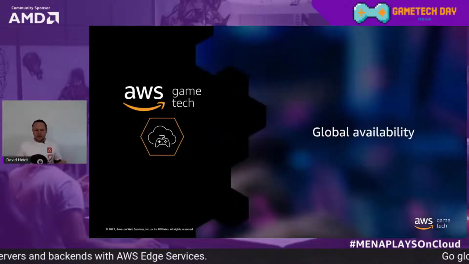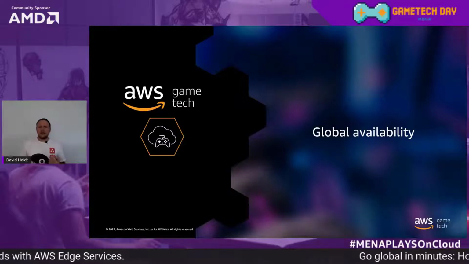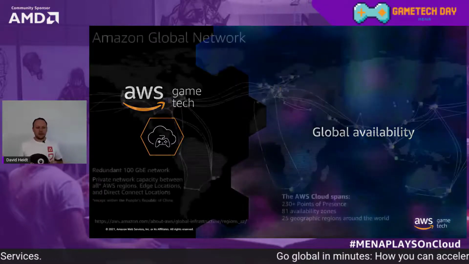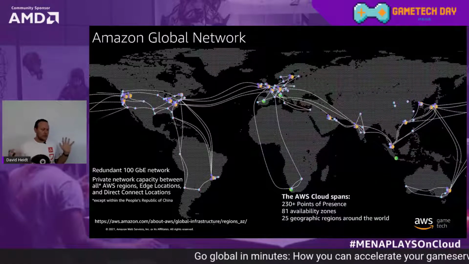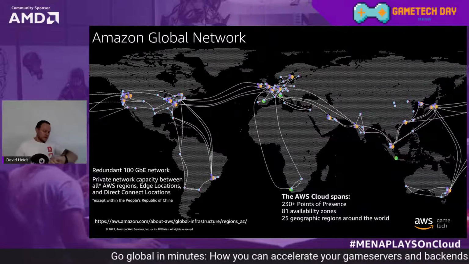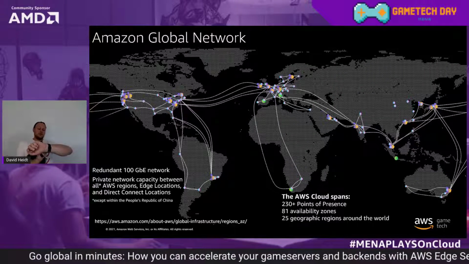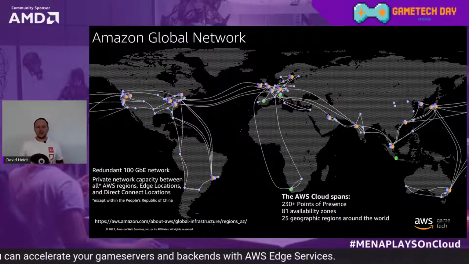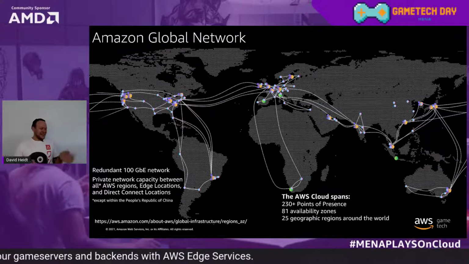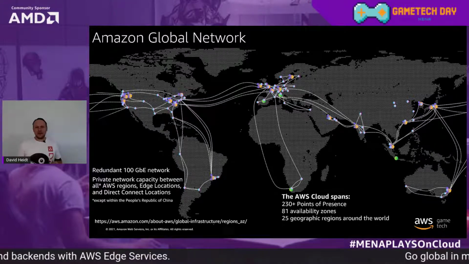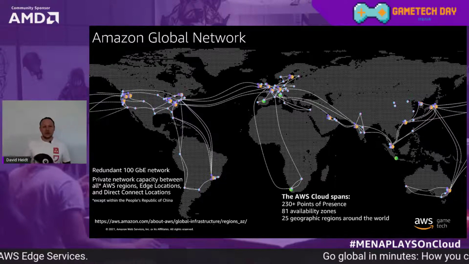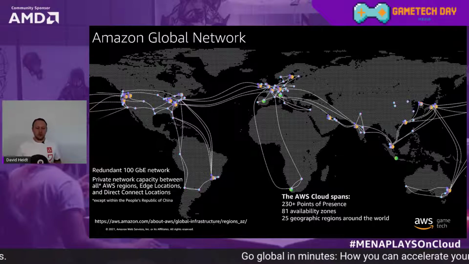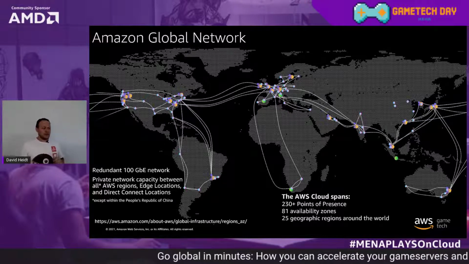Before we go deeper into the services, let's look at the Amazon Global Network. Currently, and this is the date of the 10th of July, just for the sake of the fact that this meeting is recorded, we have 25 regions, 81 availability zones, and more than 230 points of presence. And this is what you see in this graphic here.